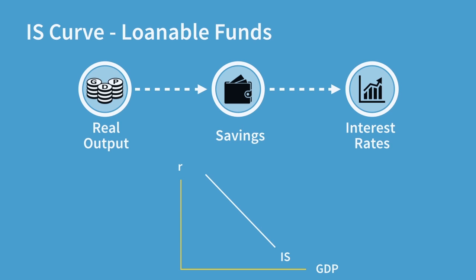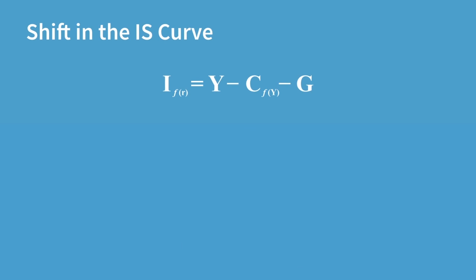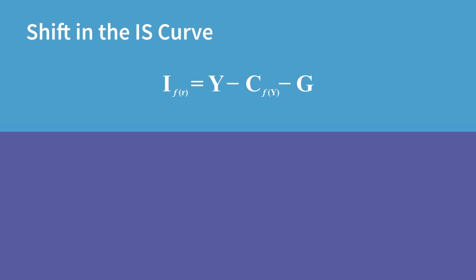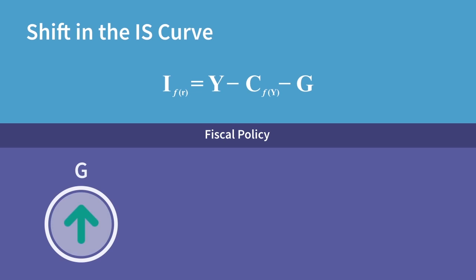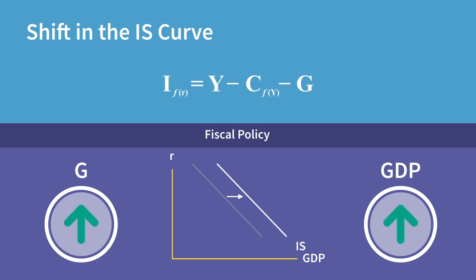Moving on then, let's think about what can cause an IS curve to shift. A shift in the IS curve can come about from a number of different sources. First, we have fiscal policy. With no change to interest rates, the level of investment won't change, but an increase in the budget deficit, which has come about from an increase in government spending, will increase the G term. That will shift the IS curve to the right, where we have a higher level of GDP for each level of interest rates.